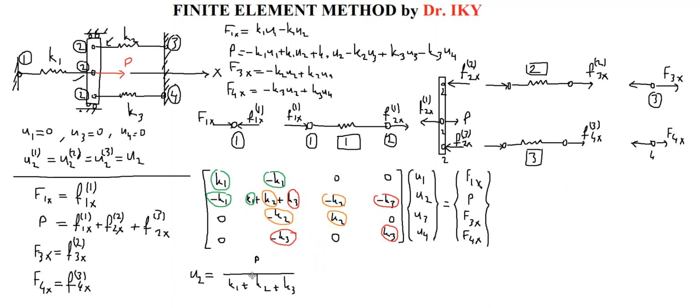Yeah, we have found the U2, and I want to add the forces. Look at here. We will have F1x is equal to K1 minus K1 multiplied by U2 for the F3x minus K2 U2 and 4x minus K3 U2.